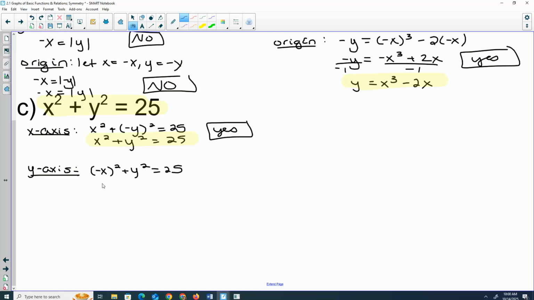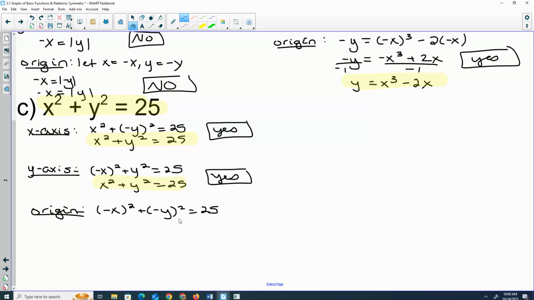But if I square a negative, it's positive. Is that what we started with? Yes. How do we check origin? Since we're squaring those negatives, they both disappeared. And that is, again, what we started with. So this one is actually, yes, for all of them, symmetric to x-axis, y-axis, and origin.